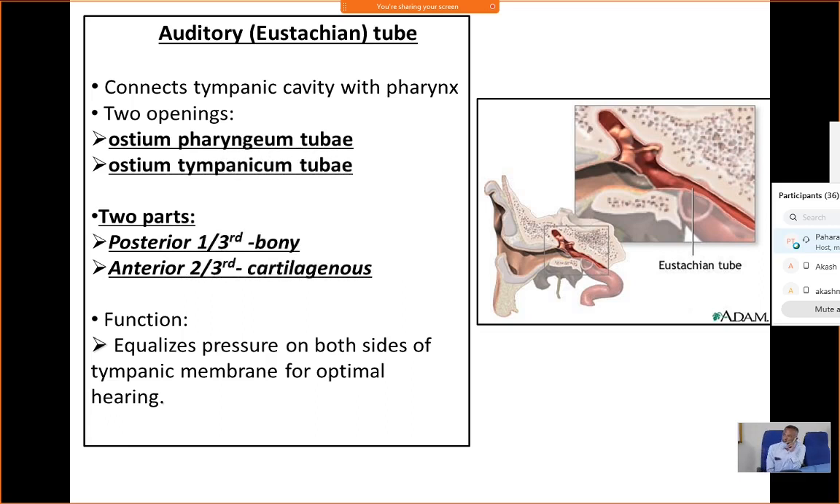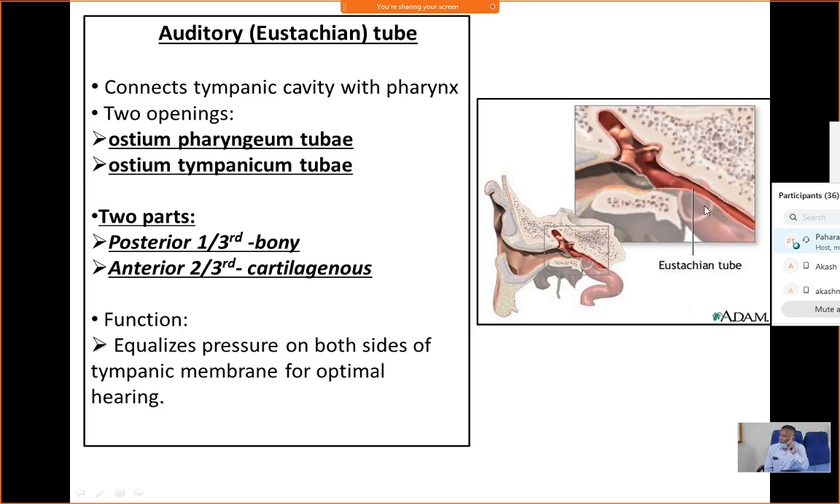Now come to the auditory tube or eustachian tube. It connects the tympanic cavity with the pharynx by means of two openings. One is the ostium pharyngeum tubae, that means the opening in the nasopharynx. And the ostium tympanicum tubae, that is the opening in the middle ear cavity, on the anterior wall of the middle ear cavity. So it has two parts. One is the posterior 1/3, which is bony, while the anterior 2/3 is cartilaginous.